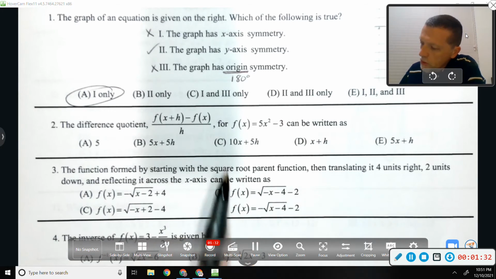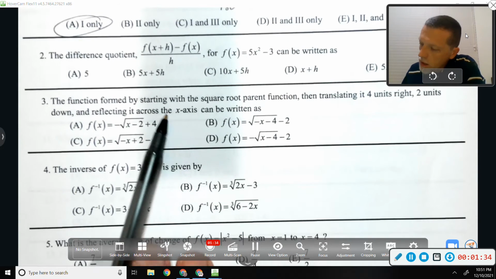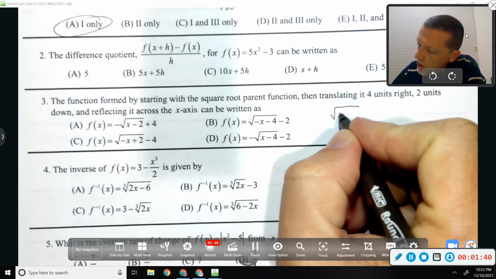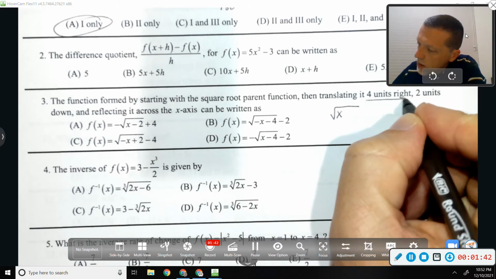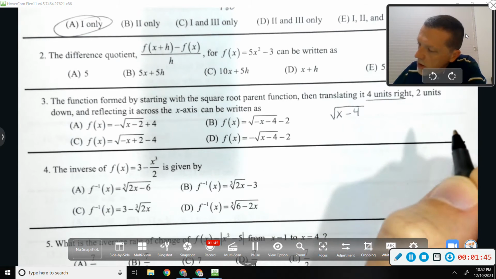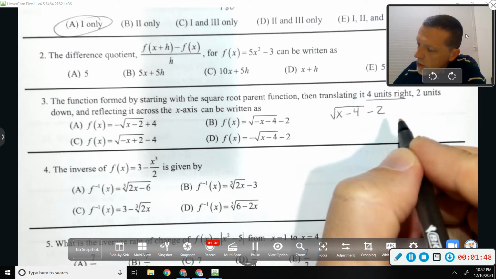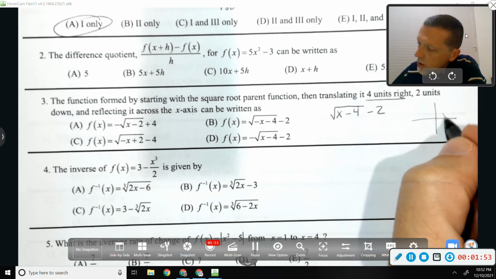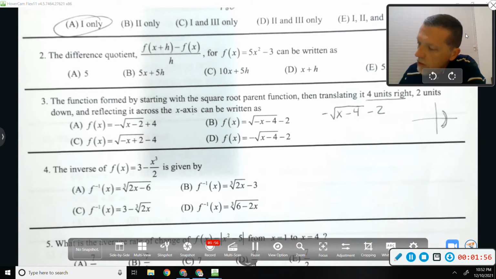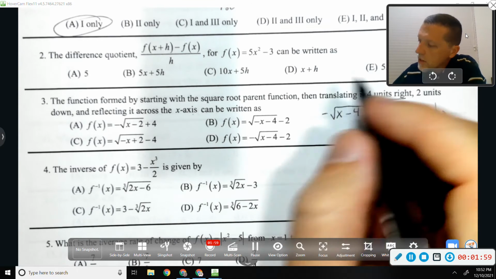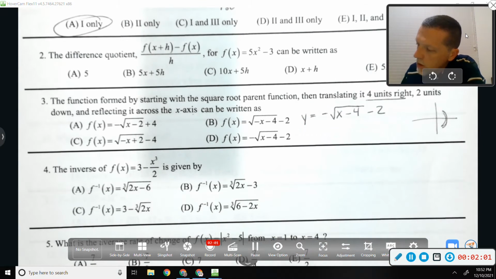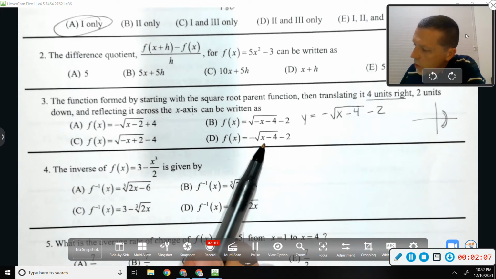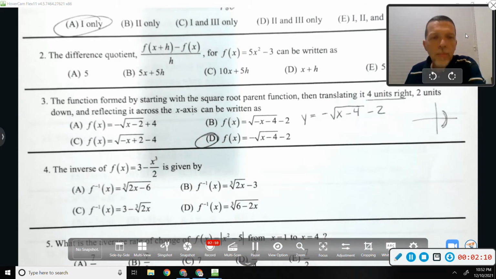Number 2 is just some algebra. Number 3, the function formed by starting with the square root parent function, translating it 4 units to the right, so that would be x minus 4. 2 units down would be minus 2 at the end. Reflecting it across the x-axis, so up and down, you need a negative out front. That would flip it across the x-axis. So y equals, well, it looks like we went with f of x equals, but that's okay. Negative square root of x minus 4, minus 2. Letter D.